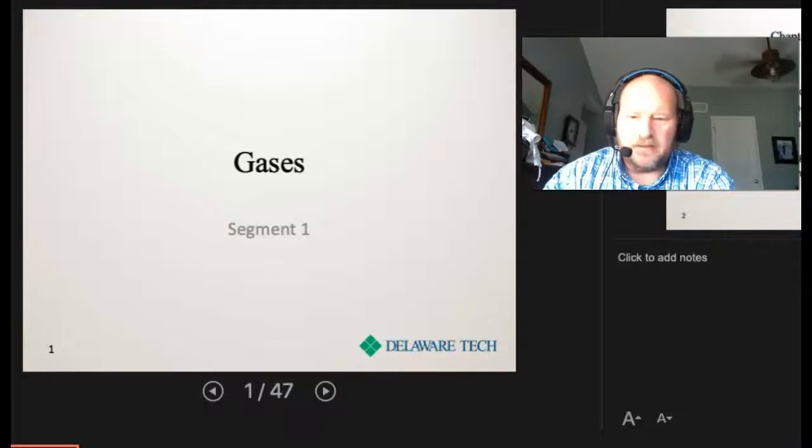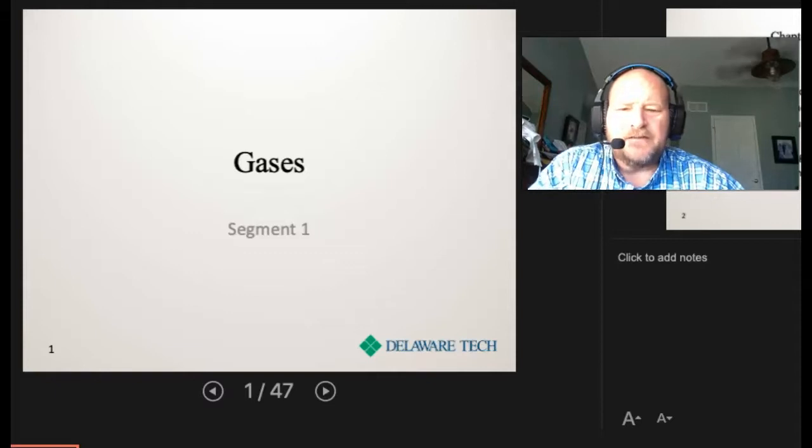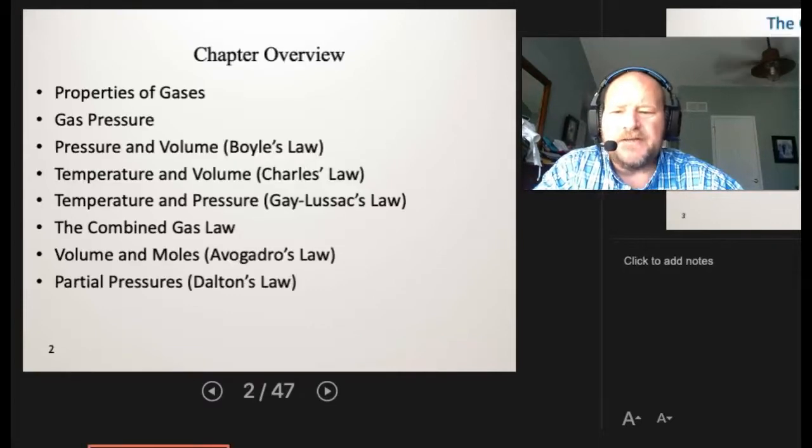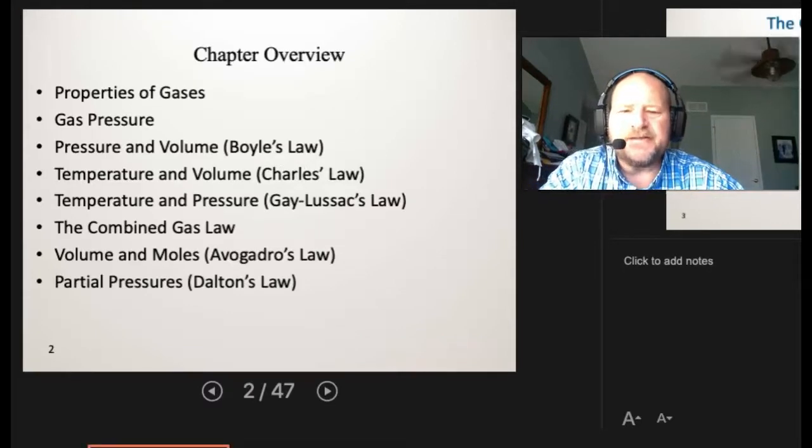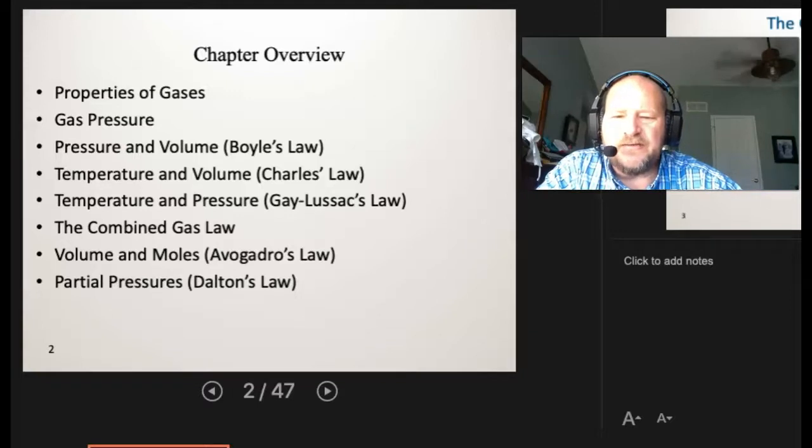So welcome back. Our next topic we're going to be looking at is gases. In these segments, we're going to be discussing the properties of gases. We'll be looking at gas pressure and then focusing on Boyle's law. From there, we'll look at Charles' law and Gay-Lussac's law. These are mathematical relationships between pressure, volume, and temperature.